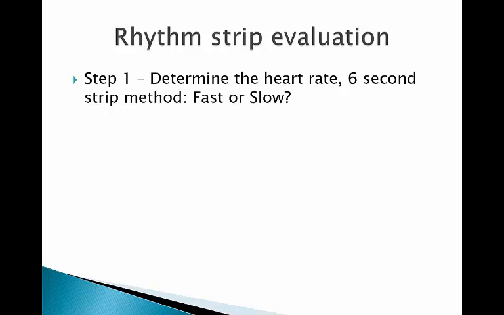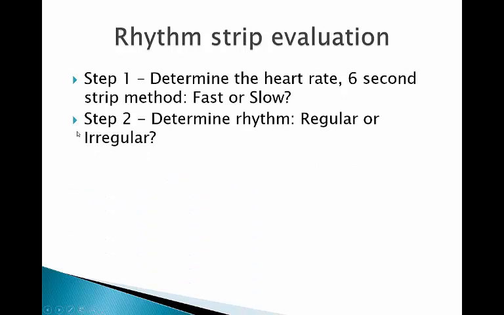All right, so there are 6 steps to analyze a rhythm strip. Step 1, determine the heart rate. Is it fast? Is it slow? Is it within normal limits? Remember, normal limits is 60 to 100 beats per minute. Step 2, is it regular or irregular? We can measure the distance between each QRS and determine if it's regular or not. And we're going to go over this with each different dysrhythmia.